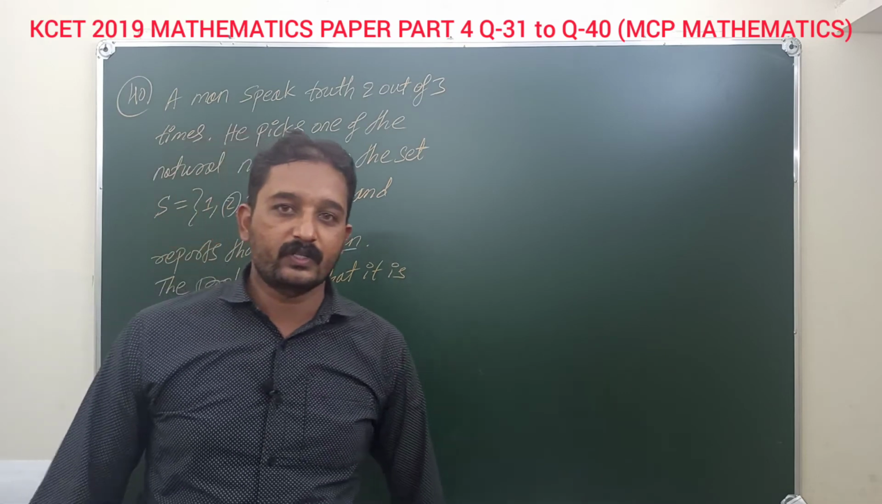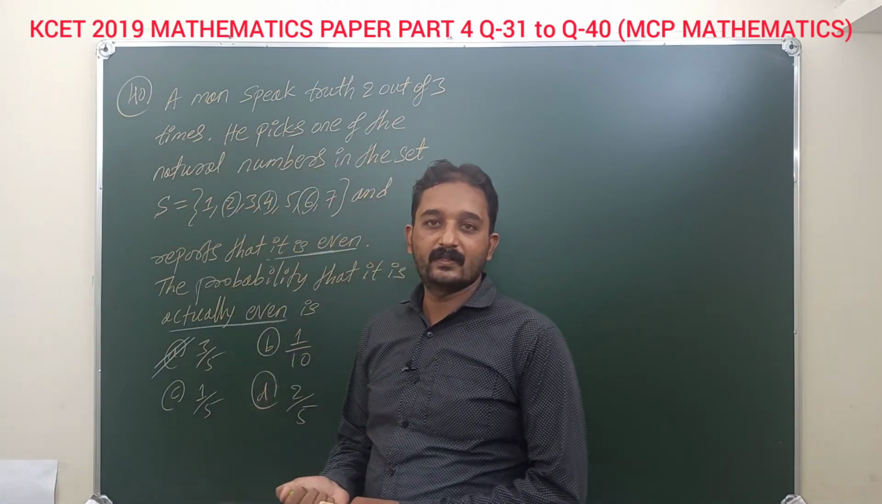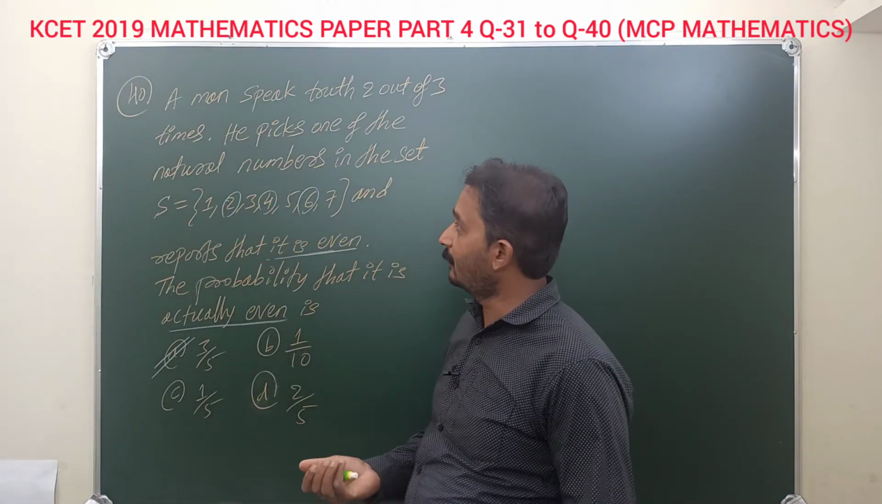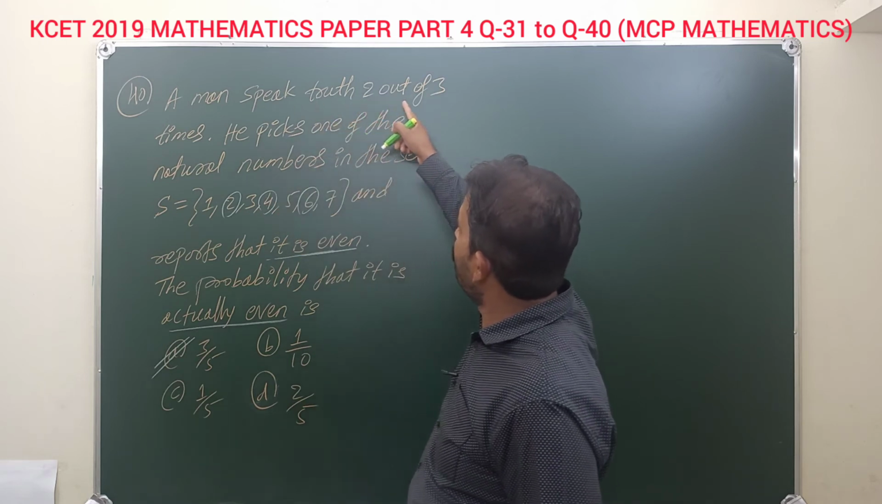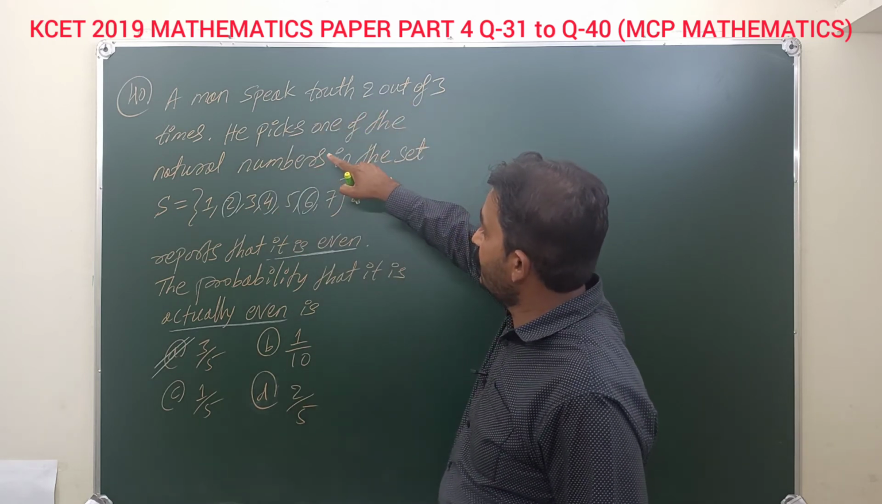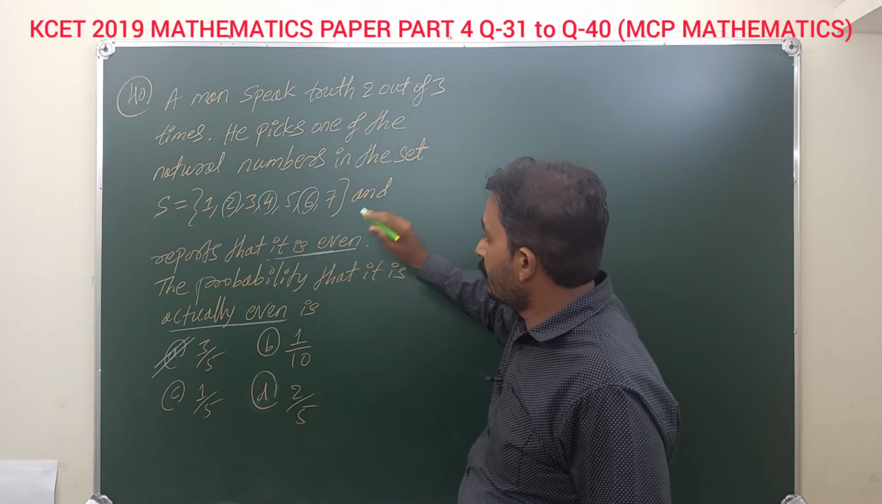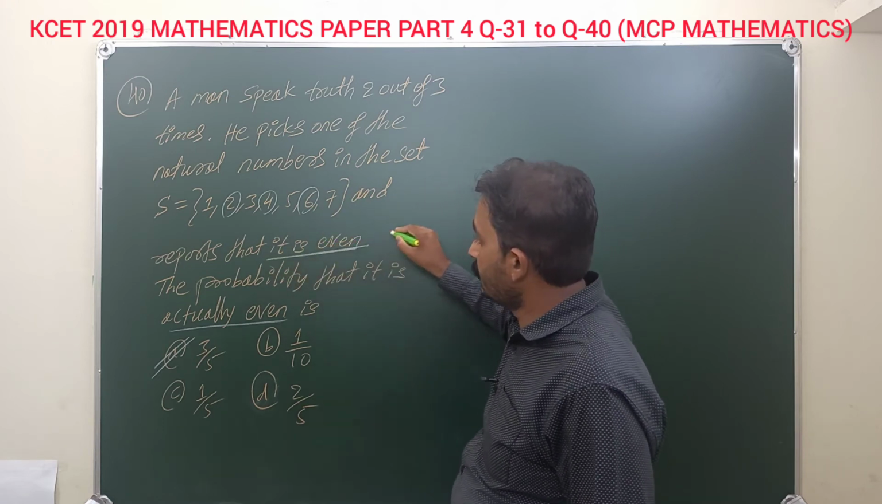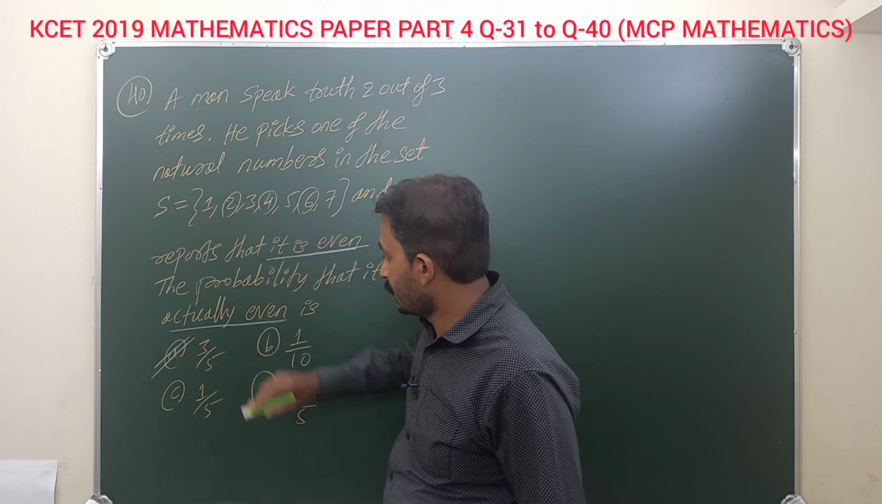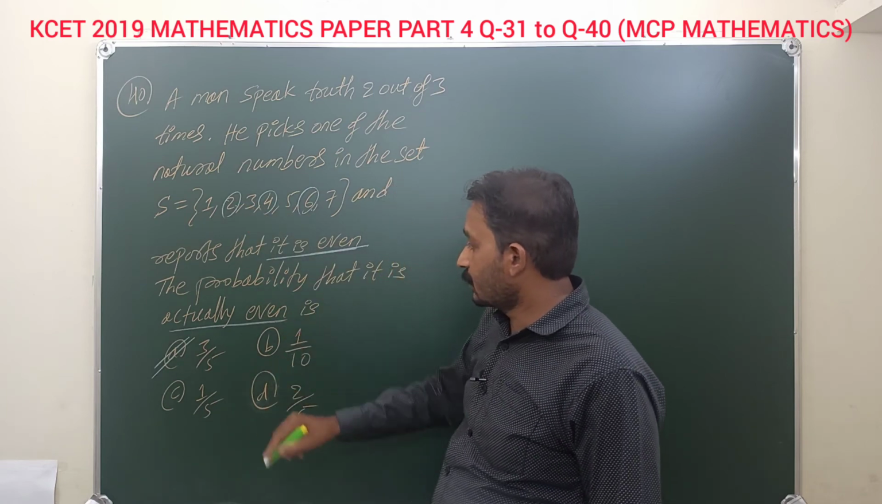Now let us move on to question number 40. This question is once again based on the chapter probability, particularly Bayes theorem. Here in this case, a man speaks truth 2 out of 3 times. He picks one of the natural numbers in this set and reports it is even. It is important that 3 even numbers are there. Then find the probability that it is actually even.